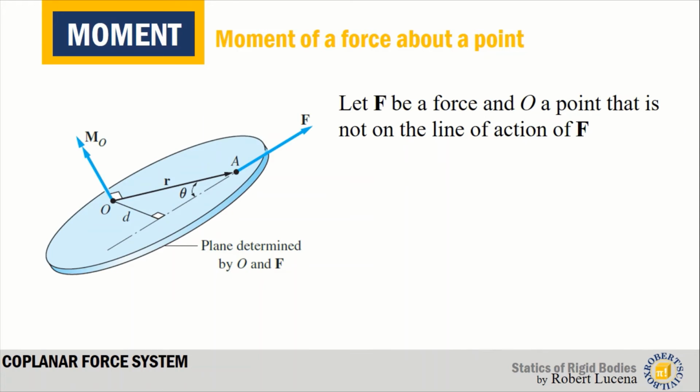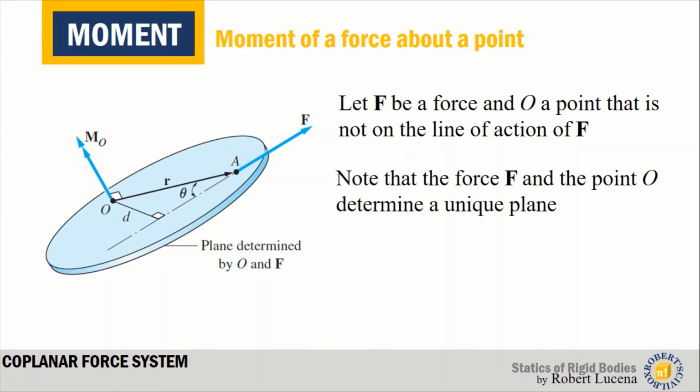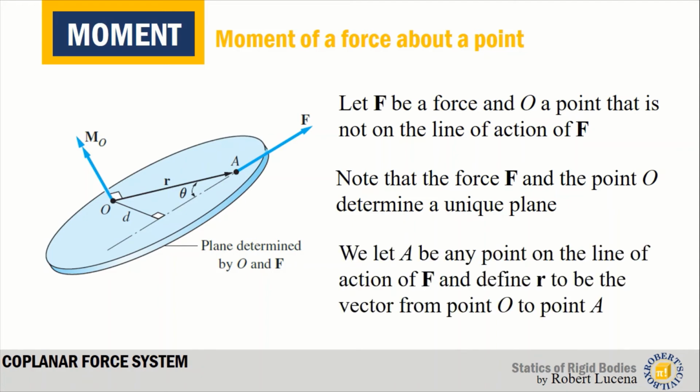So let's analyze the effect of a force on an object to cause a moment, letting F be a force along its line of action and O a point that is not on the line of action of F. So F will cause a moment at O. Note that force F and the point O determine a unique plane, where we let A be any point on the line of action of F and define vector R to be a vector from point O to point A.